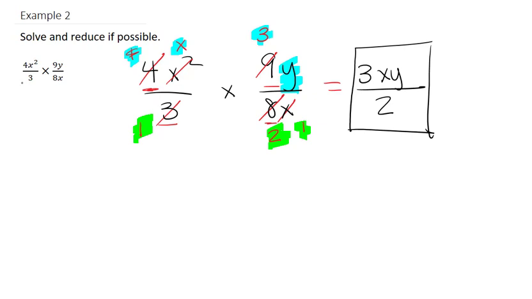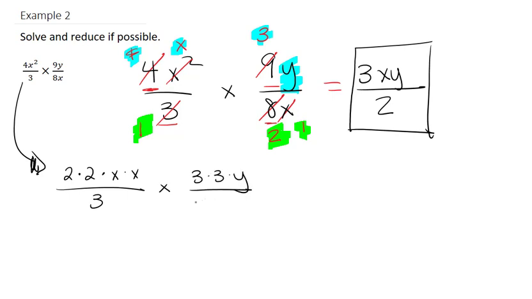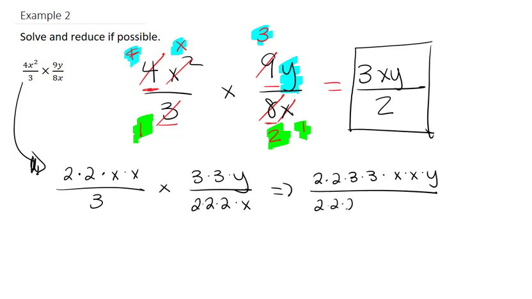Now, once again, you can do the factorization of this. And so if you were to factor this all out, you can go 2 times 2 times x on the top over 3 multiplied by 3 times y over 2 times 2 times 2 times x. So that's a factorization of those numbers. And when you multiply them all together, we get 2 times 2 times 3 times x times y all over 2 times 2 times 2 times 3 times x.